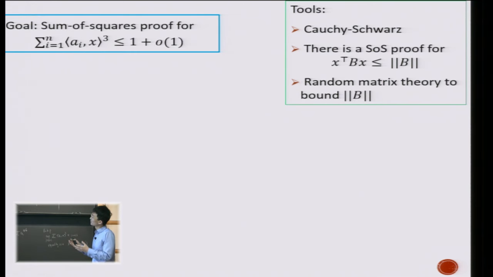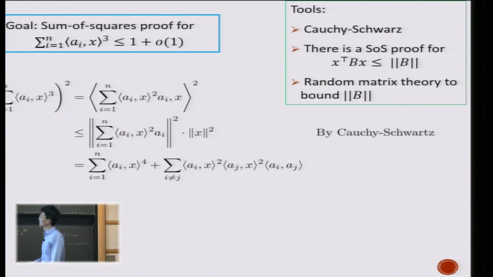The second one is that if you have a quadratic form x transpose Bx, you can bound it by the spectral norm of B. This has a sum of squares proof. This is just a different way of saying that if you have a degree two polynomial which is non-negative at every point, then there is a sum of squares proof for its non-negativity. If you use tool number two, especially for the random case, you are going to get a random matrix B, and the question is how do you bound its spectral norm, so you need to use random matrix theory. That's basically the tools that I know of for the random case.